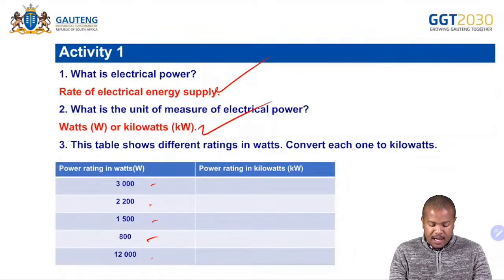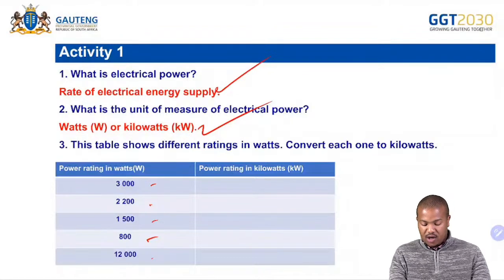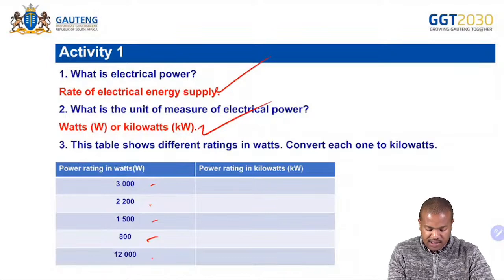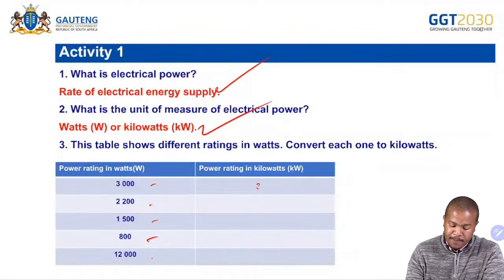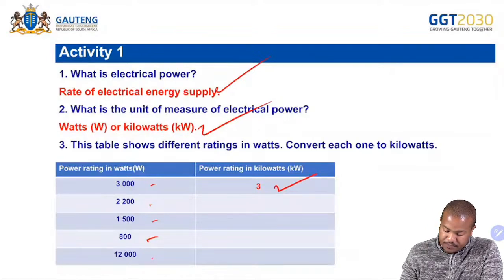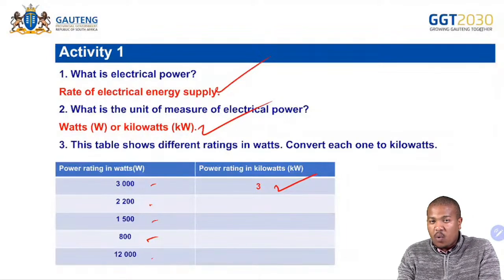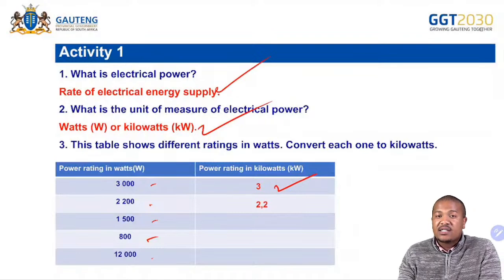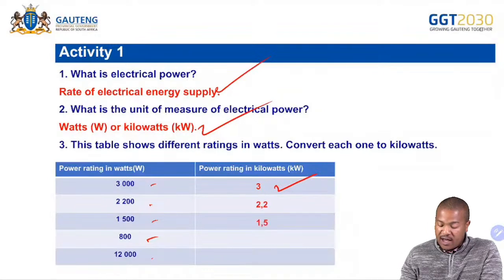Then number three, this table shows different ratings in watts. So convert each one to kilowatts, right? So now, starting off with the first one, 3000 divided by 1000. It gives us 3 kilowatts, right? You mark your work. Then 2200 watts divided by 1000 watts per kilowatt. That is 2.2 kilowatts. Then 1500 watts divided by 1000 watts per kilowatt. That gives us 1.5 kilowatts.